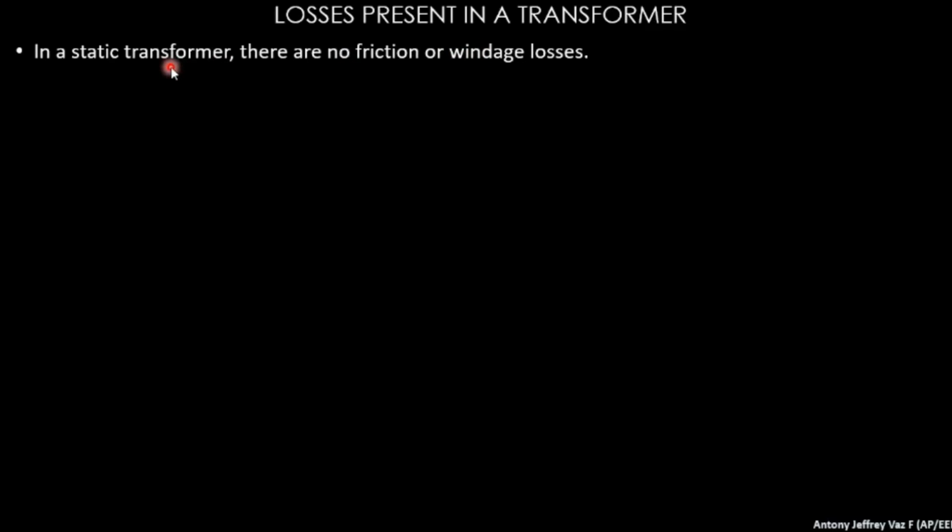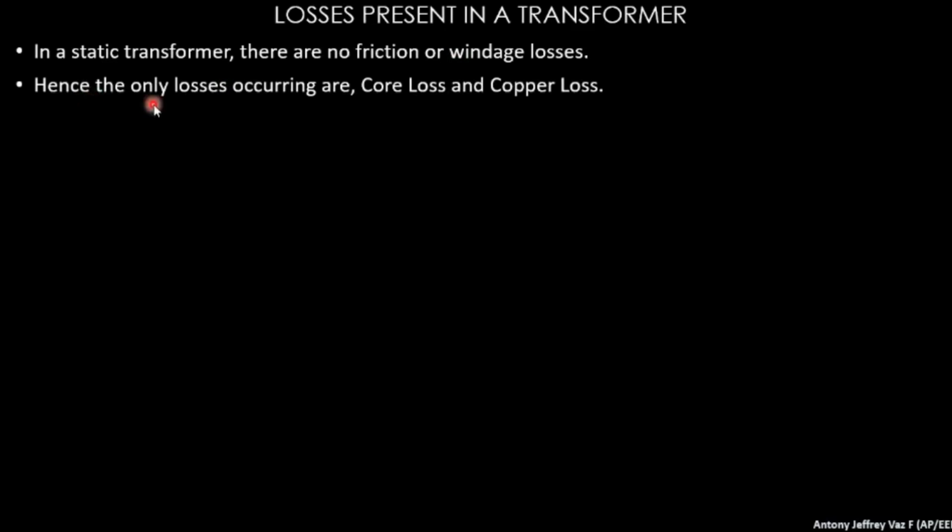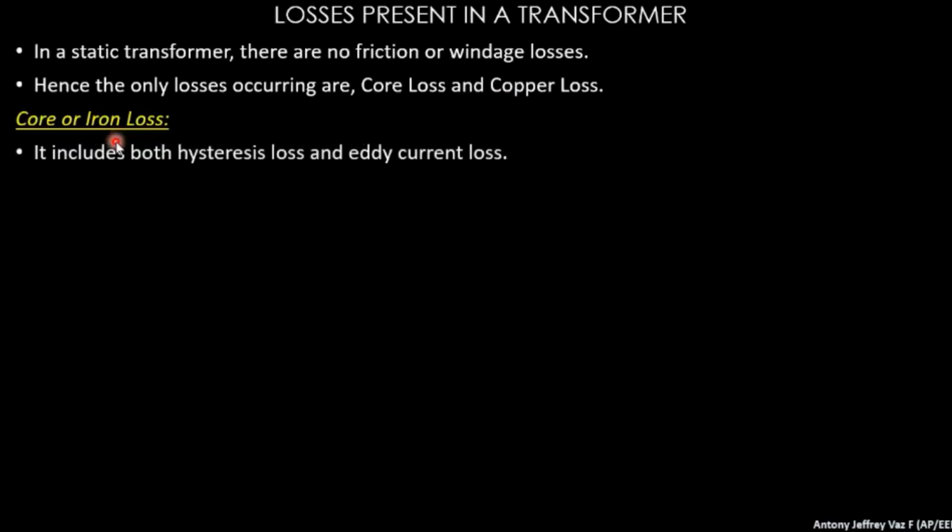But in the case of a transformer, it is not going to rotate anywhere, so there will be no friction or windage loss. Hence the only losses occurring are core loss and copper loss. So in a transformer, the core loss and copper loss are present. Core or iron loss includes both hysteresis loss and eddy current loss. What hysteresis loss and eddy current loss are, we will see in detail.